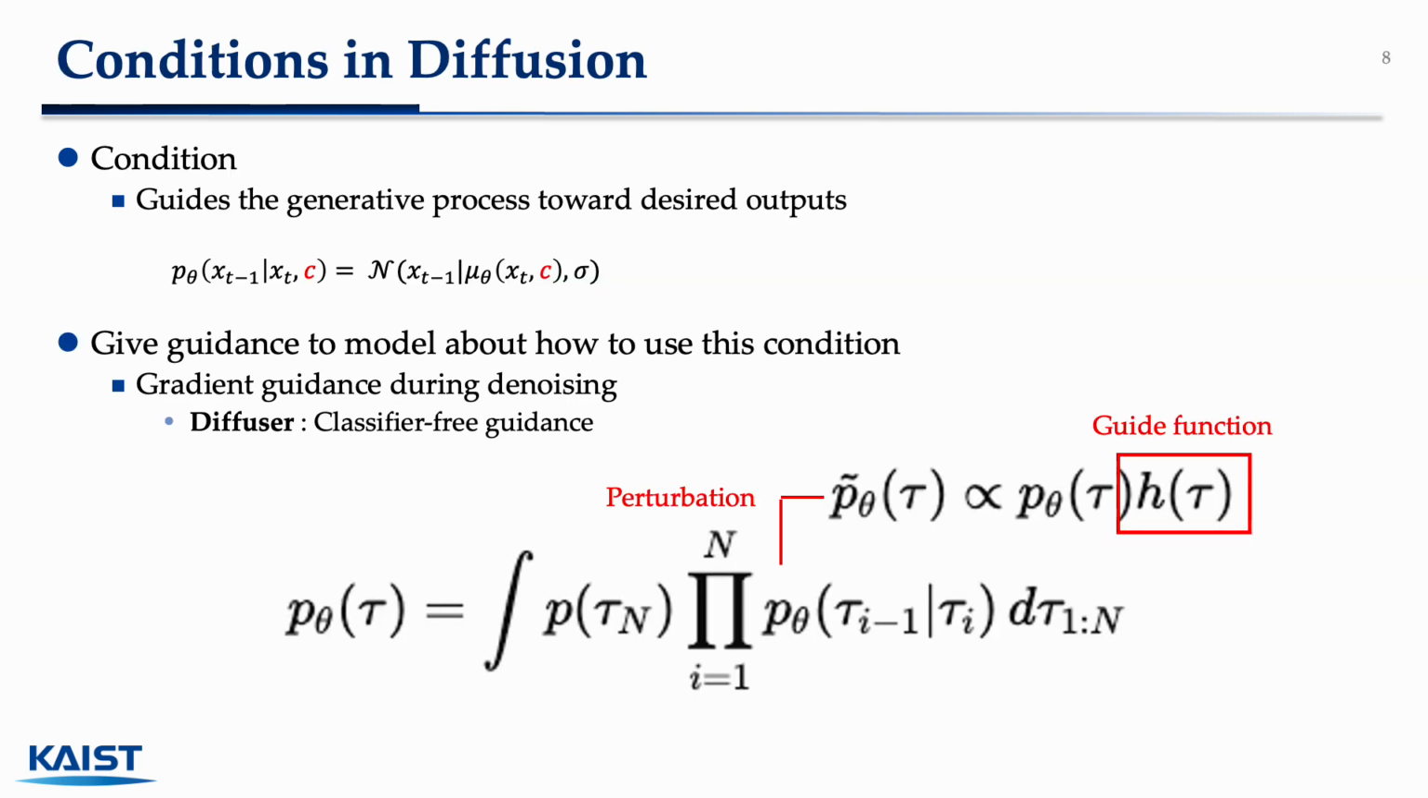Now, let's see how conditions are handled in diffusion models. The condition guides the generative process toward desired outputs. During denoising, the model predicts the next step based not just on the previous step but also on the condition c, as shown here. However, applying a condition alone is often not enough. We also perturb the generation using a guide function, as shown like h(τ), leading to a modified distribution. This approach softly steers the generation toward satisfying the condition without heavily distorting the learned distribution.